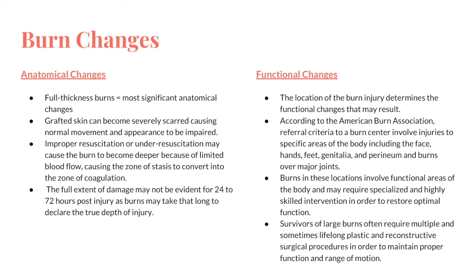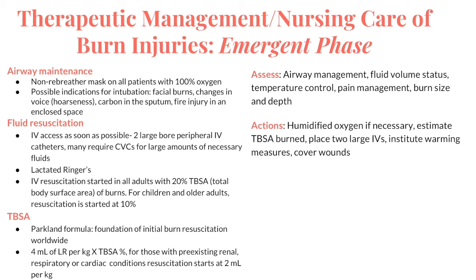Moving on to functional changes, the location of the burn injury determines the functional changes that may result. According to the American Burn Association, referral criteria to a burn center involve injuries to specific areas of the body, including the face, hands, feet, genitalia, and perineum, and burns over major joints. Burns in these locations involve functional areas of the body and may require specialized and highly skilled intervention in order to restore optimal function. Survivors of large burns often require multiple and sometimes lifelong plastic and reconstructive surgical procedures in order to maintain proper function and range of motion.